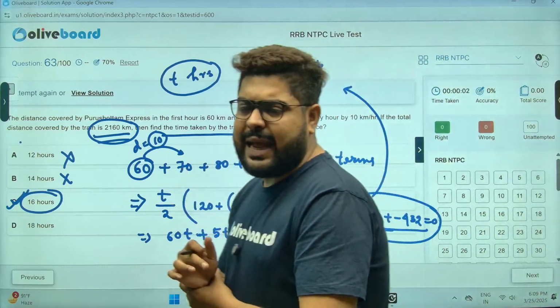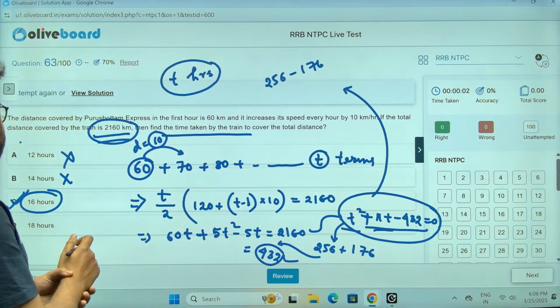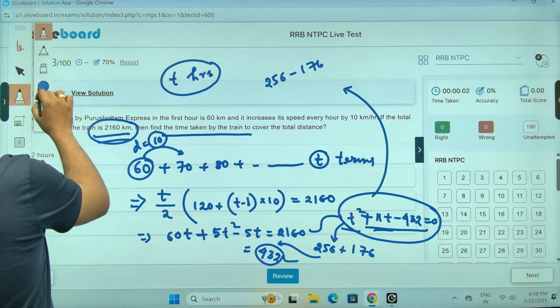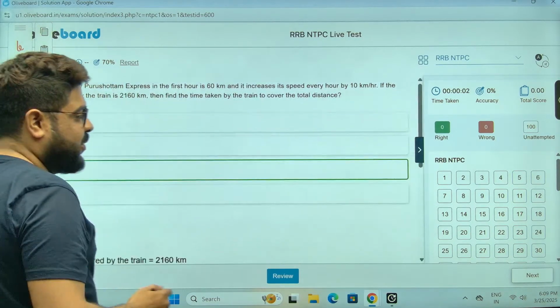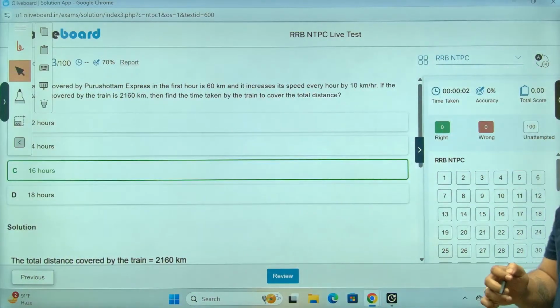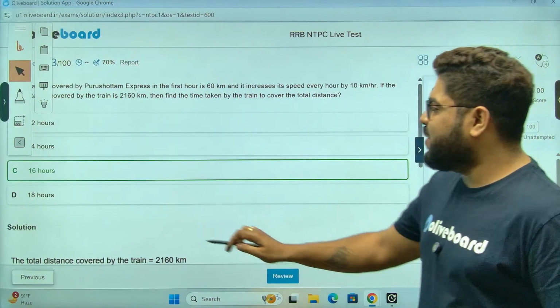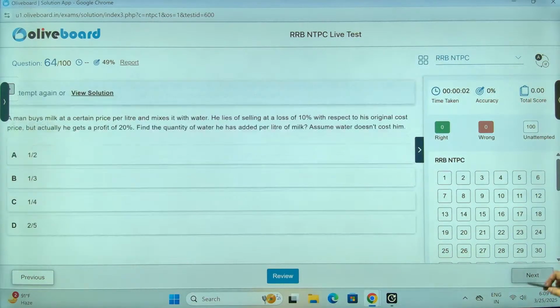Now, it was a little calculative. I must say, this was a little calculative, and they were like, "We will make you do it, what can we do?" Whatever they will give, we have to solve. That's the beauty of the exam. That is the beauty of exam, right? Okay sir. Next one.